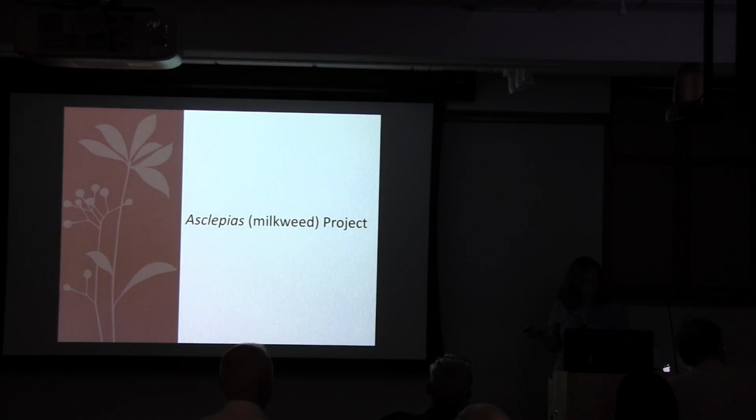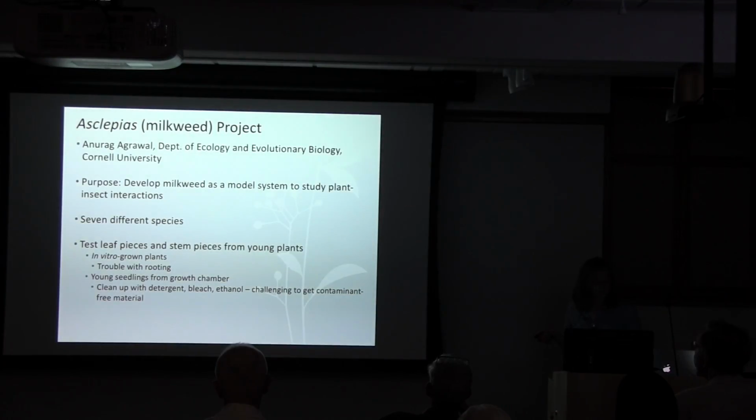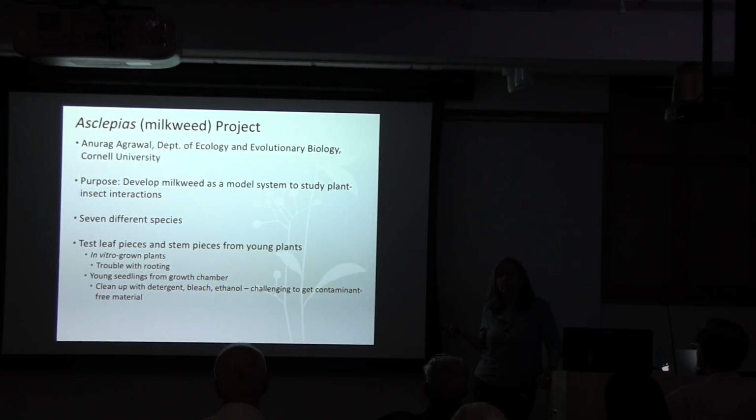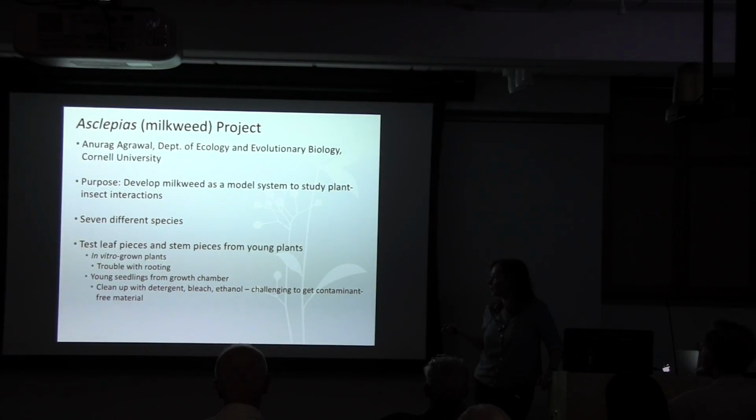We're working on Asclepias with Anurag at Cornell. And the purpose is to develop milkweed as a model system. Anurag is interested, and he thinks the community would be interested in having it, and transformation is an important part of being a model system. He identified 7 different species based on their chemical composition and their insect interactions. So we started with these 7 different species.